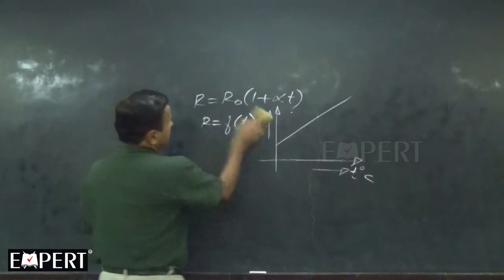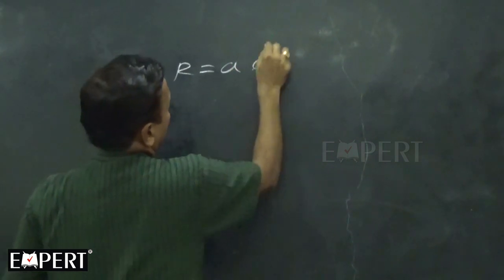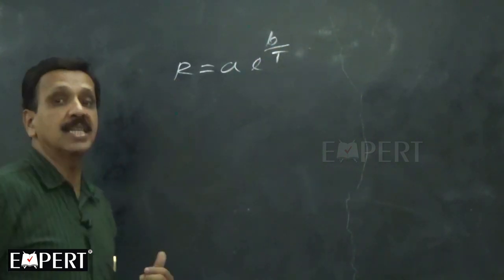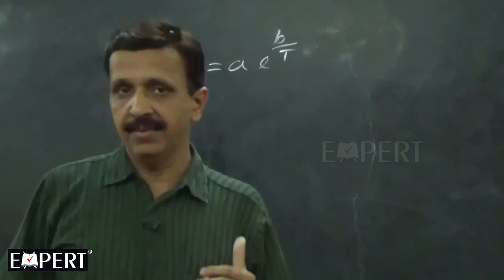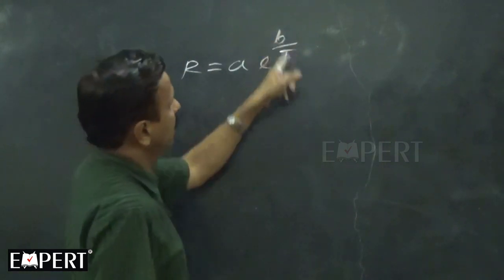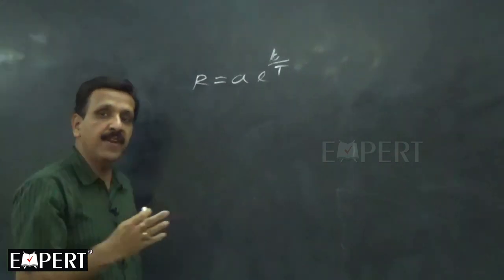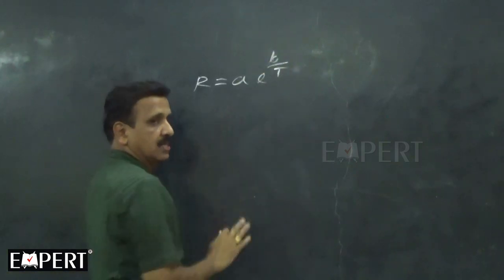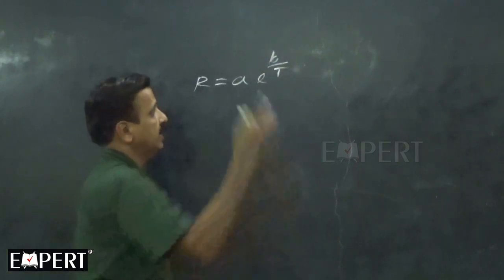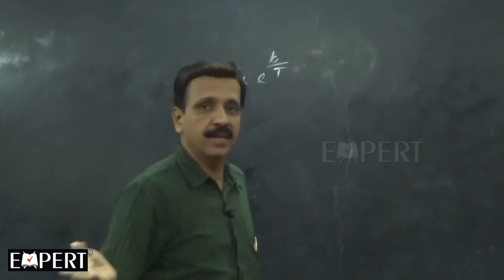If you consider resistance of a semiconductor with respect to temperature, R is equal to, say, A into e to the power of B by T. This is an equation which governs the variation of resistance of a semiconductor with respect to temperature in Kelvin. R is equal to A into e to the power of B by T, where A and B are constants for a given semiconductor. You can have different types of semiconductors. If you select one semiconductor, A and B are constants, whatever may be the temperature. If you consider another semiconductor, A and B are different.